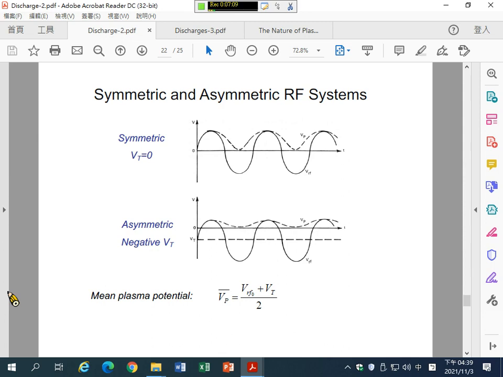So it depends on your application. If you want to run PECVD, plasma enhanced chemical vapor deposition, you might need a system more like a symmetrical system. But for the sputtering system, you need an asymmetrical system so that most potential drop exists on the RF hot electrode surface, right? Only a small electrode surface here.